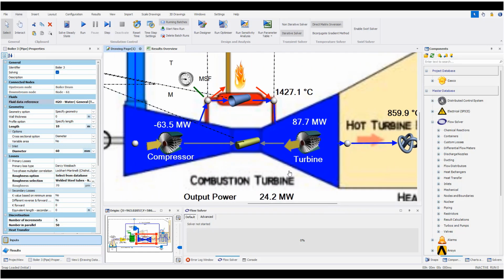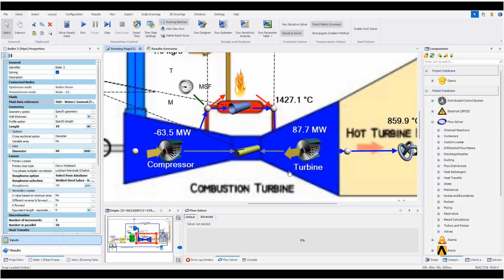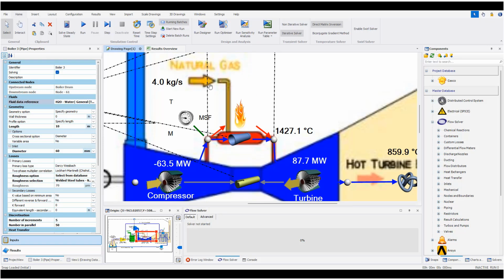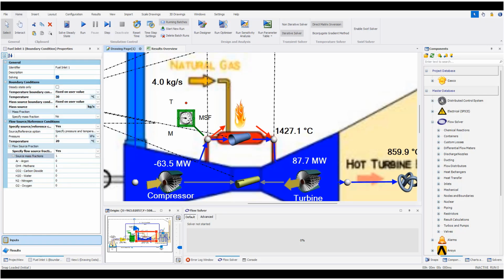Back to the gas turbine cycle, this is what we have from the fuel. As you can see, at the beginning it is 4 kilogram per second, and here we provided it by mass source, and these are the composition of this mass source. So for this example, we just consider a simple case that we have only methane for this composition of the gas fuel.